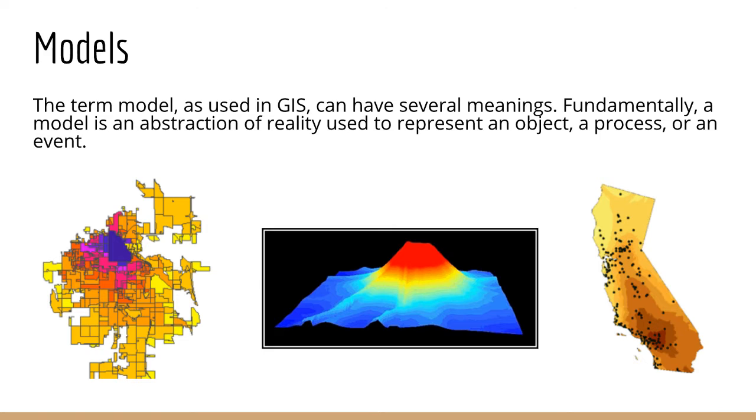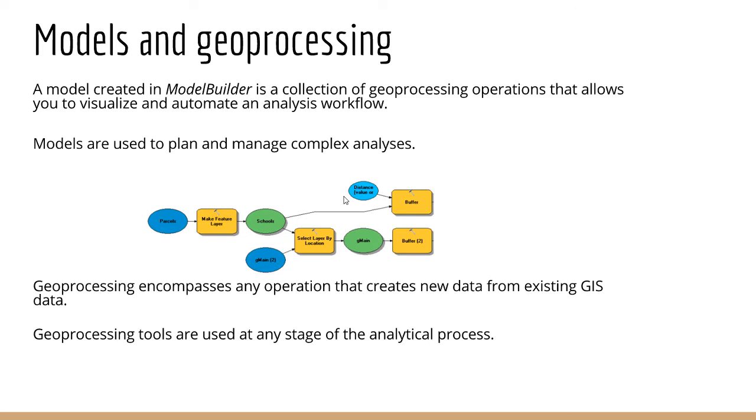Other types of models, things like economic models. We try to model the economy and look at the effects of different policies on the economy. So we use models to look at what-if scenarios and to consider different things that may happen as a way to try to better understand some kind of process. So in ArcGIS, in the Esri world, a model is created using Model Builder, and this model is a collection of geoprocessing operations that allow us to visualize and automate an analysis workflow.